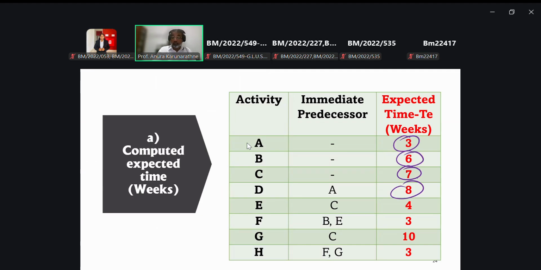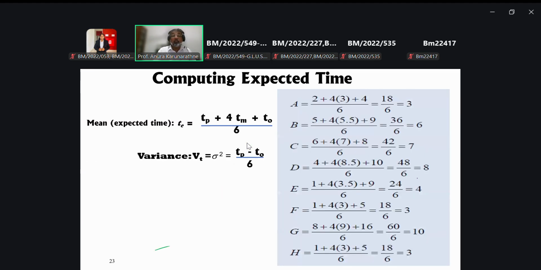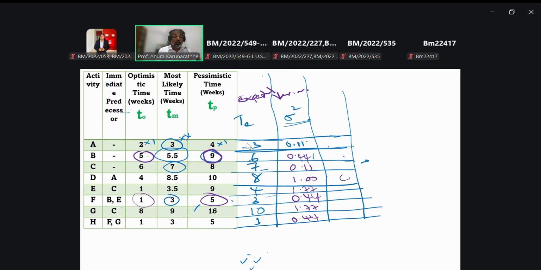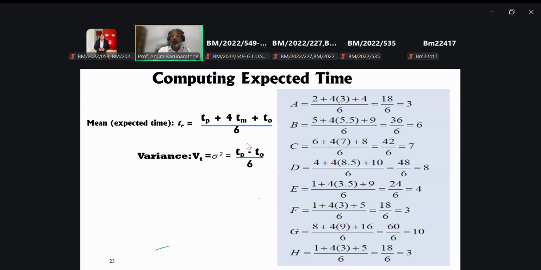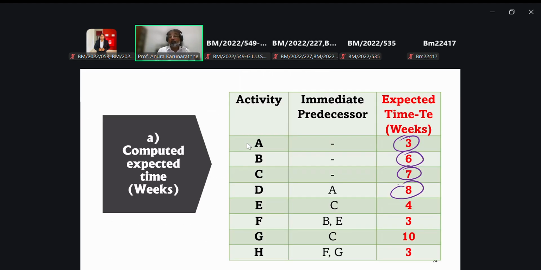Now, instead of 3 times, as mentioned in the original question, so we have 3 times, optimistic, most likely, and pessimistic time. Now, with this process, we convert it into a single time point. So now we can record it in this particular way, right? This is the computed expected value, expected time.